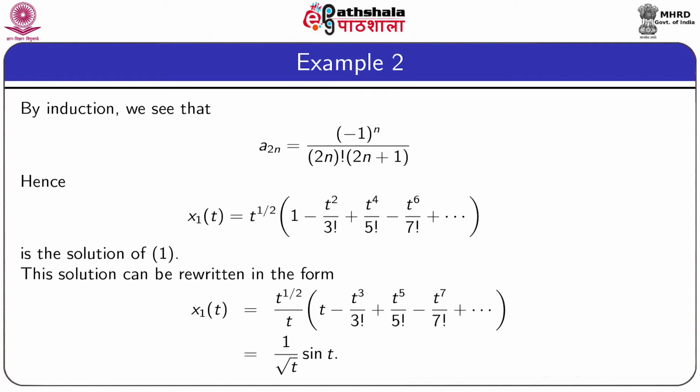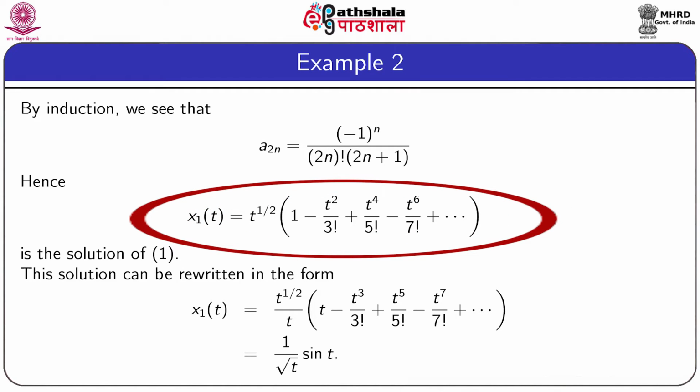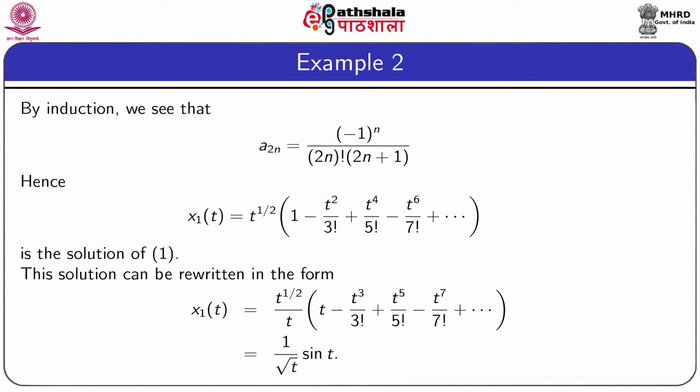Now, by induction, it can be easily shown that a2n is equal to (minus 1) whole to the power n divided by (2n plus 1) factorial, and hence we conclude x1(t) is equal to t to the power half multiplied by (1 minus t square by 3 factorial plus t to the power 4 by 5 factorial minus t to the power 6 by 7 factorial plus dot dot dot) is the solution of the given differential equation 1.